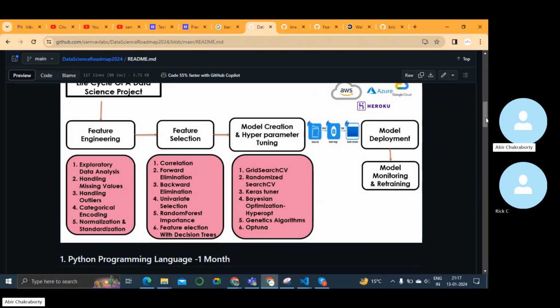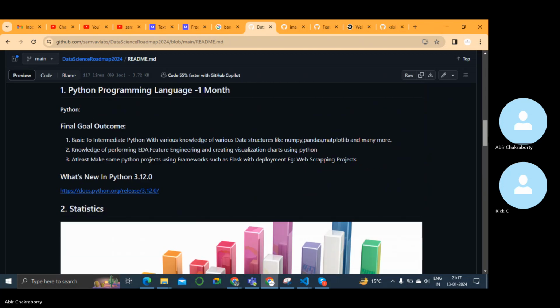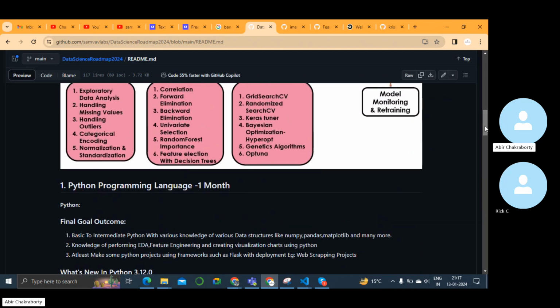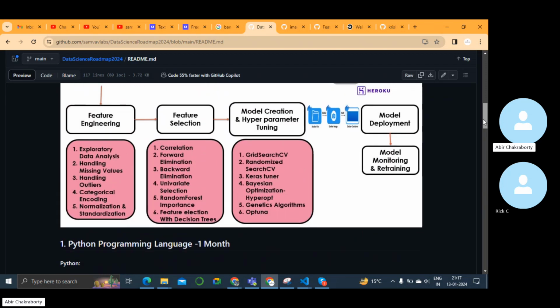So this is a wholesome topic, and we would dedicate almost 2 months to feature engineering, because it not only consists of statistics and EDA, but also comprises a few insights into how we should do machine learning and how we should plan the machine learning. So this is a very important stage of our roadmap, and we would be deploying almost 2 months for this.